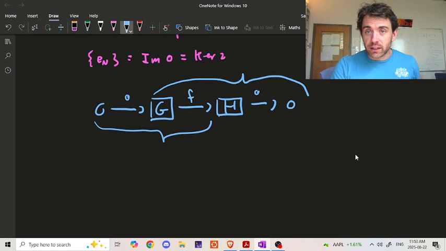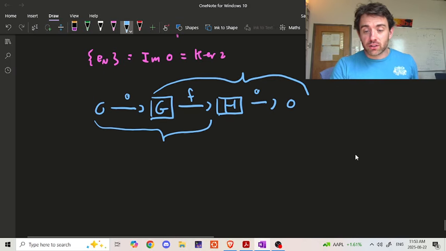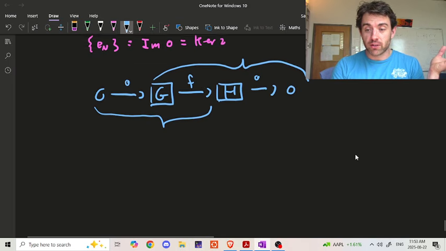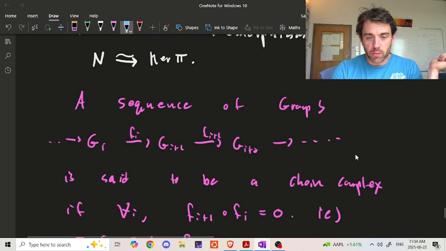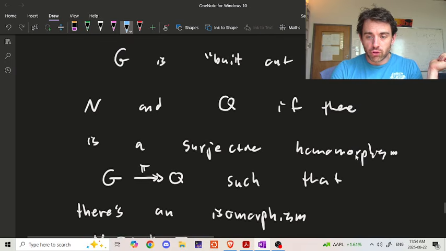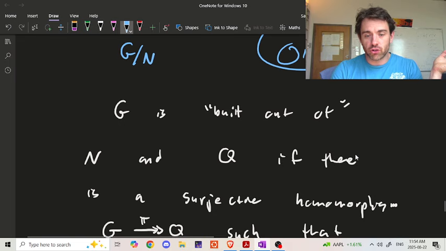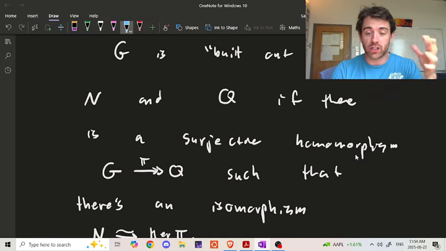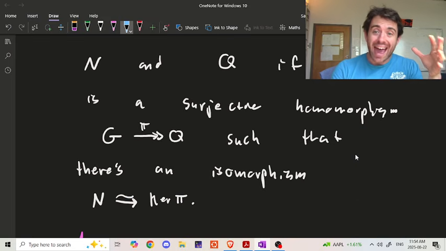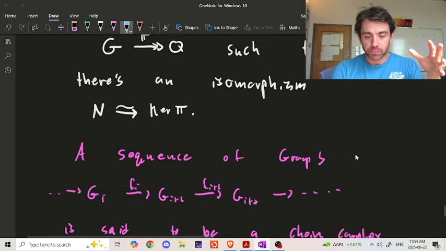So finally, we will come back to this example. We will stitch these things together. And how are we going to stitch these things together? So perhaps I will scroll up just to remind ourselves where we came from, right? So we came to this decision, this idea that G should be considered to be built out of groups N and Q, if there is a surjective homomorphism from G onto Q, and an isomorphism from N into the kernel of pi.